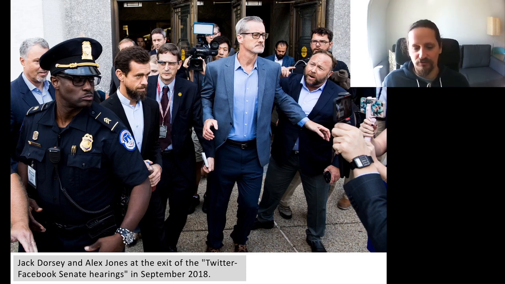who tried to accuse Dorsey of shadow banning conservative voices, right? Shadow banning is another nuanced way of reducing visibility. It's basically you're actually banned from a platform, but you don't notice it, right? So you can still post, but maybe nobody reads your stuff.